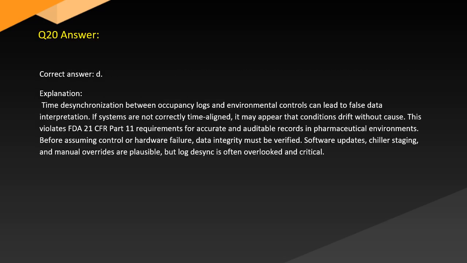Answer. Correct answer: D. Explanation. Time desynchronization between occupancy logs and environmental controls can lead to false data interpretation. If systems are not correctly time-aligned, it may appear that conditions drift without cause. This violates FDA 21 CFR Part 11 requirements for accurate and auditable records in pharmaceutical environments. Before assuming control or hardware failure, data integrity must be verified. Software updates, chiller staging, and manual overrides are plausible, but log desync is often overlooked and critical.